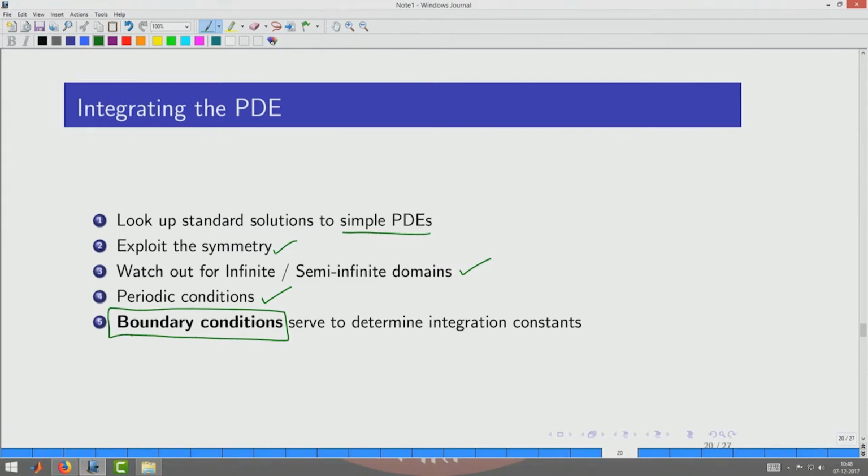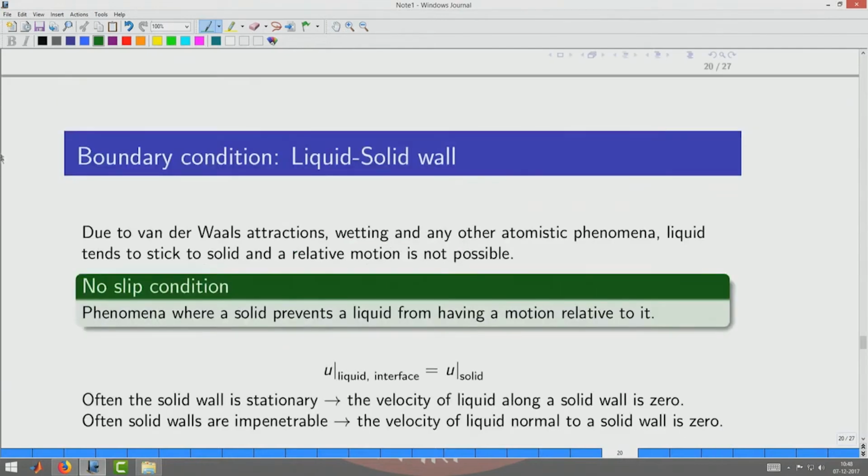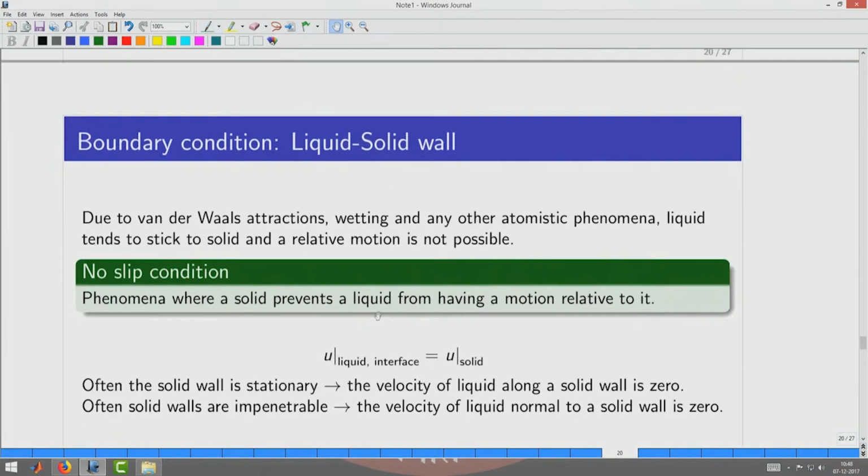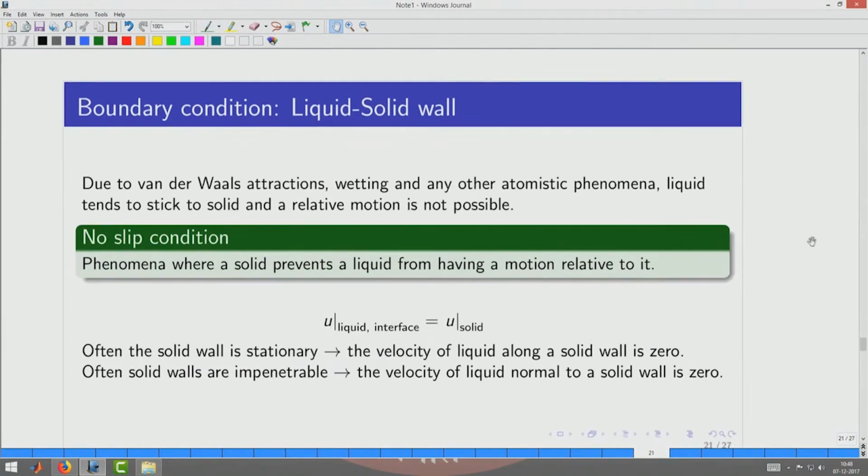Now, just a couple of minutes on the boundary conditions that we encounter in flow problems. So, normally we have a container in which the liquid is flowing. So, the most popular boundary condition that we encounter is that liquid is present near a solid wall. So, this boundary condition is very important, and it is often referred to as the no slip condition. The reason is as follows: the liquid, usually because of the van der Waals interactions, because of the wetting phenomenon and any other problems that are associated at the atomic scale, we can actually assume that the liquid actually is stuck to the solid. Okay.